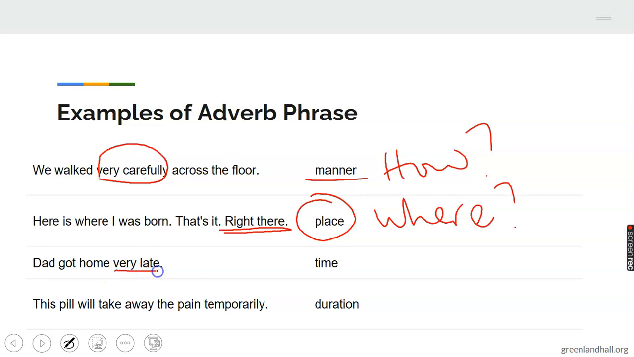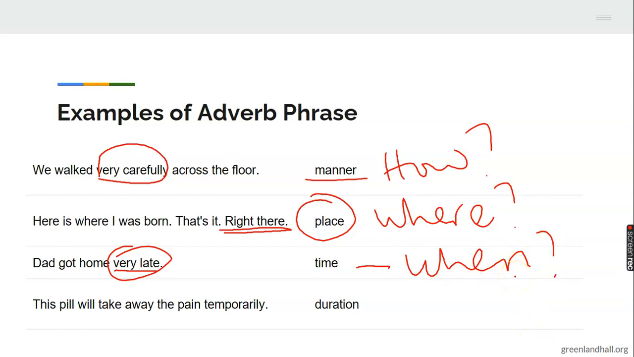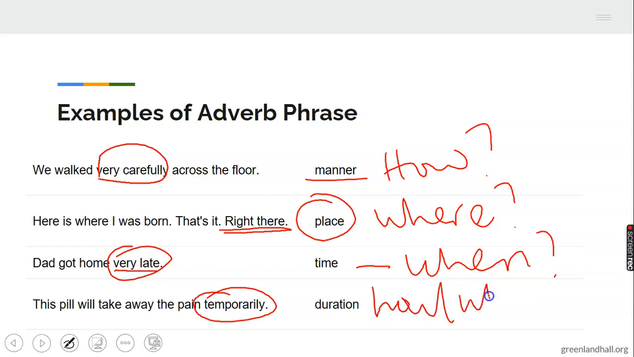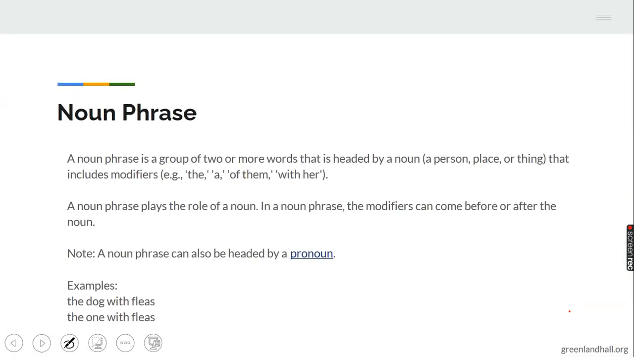Daddy got home very late. Very late. When does daddy get home? Very late. And this answers the question when. Then, this pill will take away the pain temporarily. Number one, it can answer when. It can answer how. How? Temporarily. Then when? Temporarily. So these are the ways adverbs work. They modify verbs, they modify adjectives, and they modify another adverb, and at times they ask a series of wonderful questions.